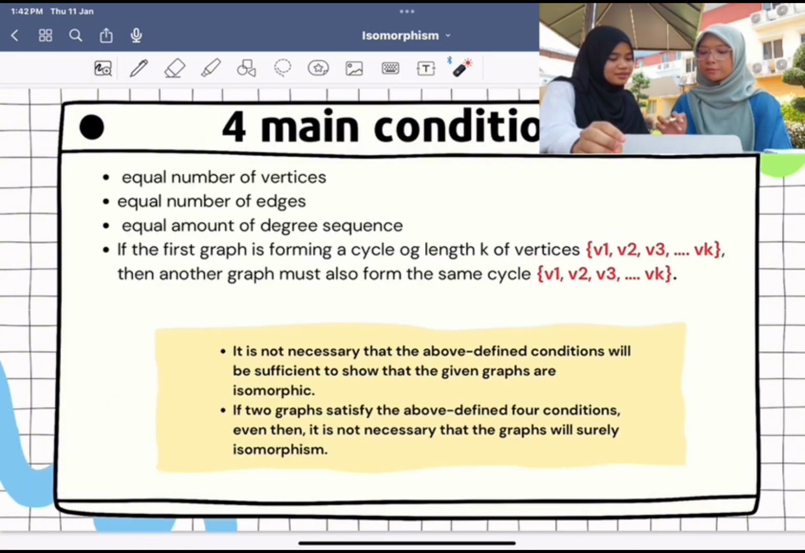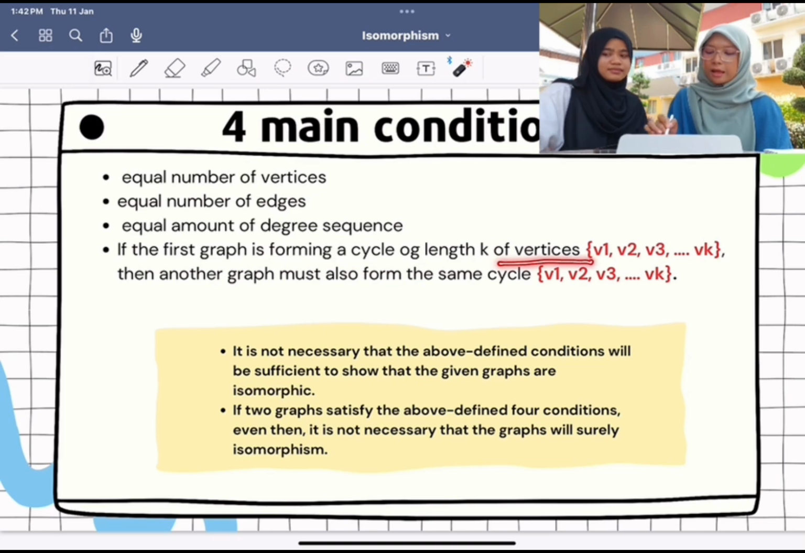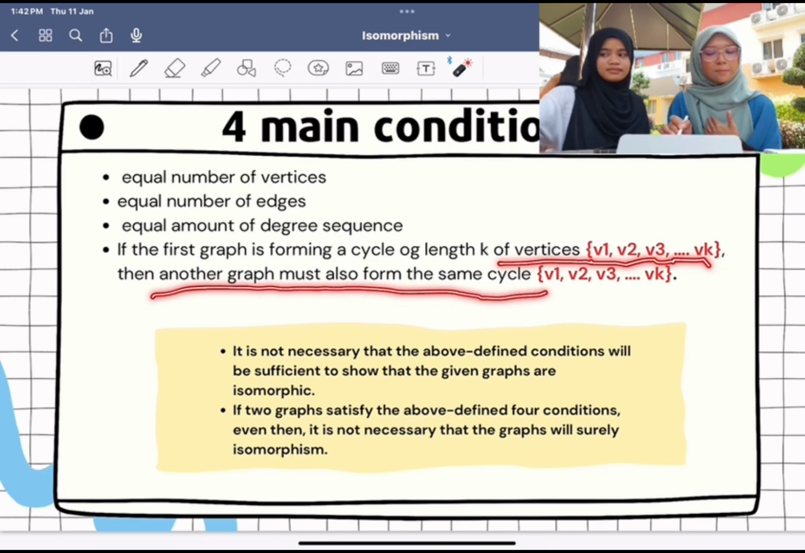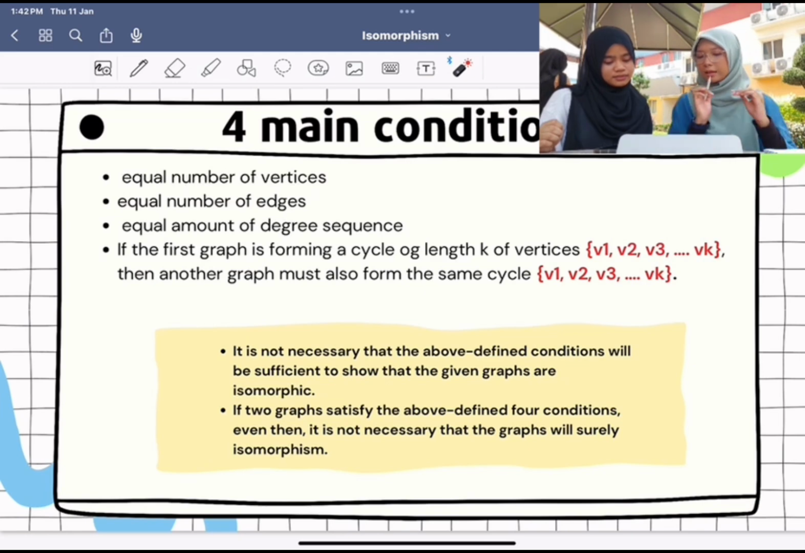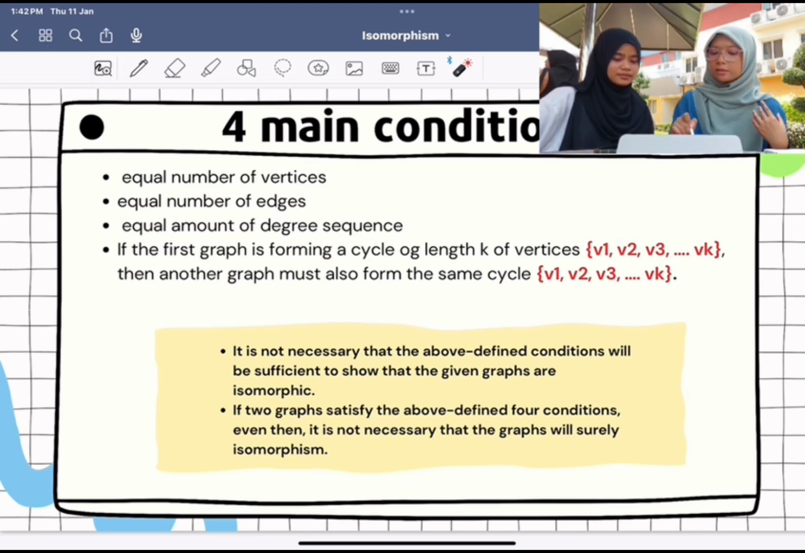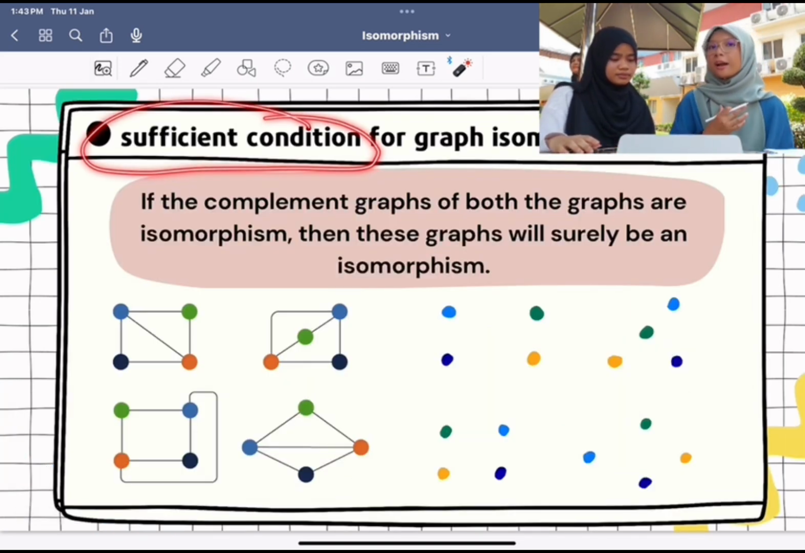The main conditions for the graphs to be isomorphic are an equal number of vertices, an equal number of edges, an equal degree sequence, and also if the first graph forms a cycle of length k with the help of vertices B1, B2, B3 until Bk, then the other graph must also form the same cycle. But we couldn't say that if we satisfy these four main conditions, it is isomorphic yet, because it is not necessary that the above conditions will be sufficient to show that the given graphs are isomorphic. So we have this condition, which we call the sufficient condition, or I usually call it the special condition.